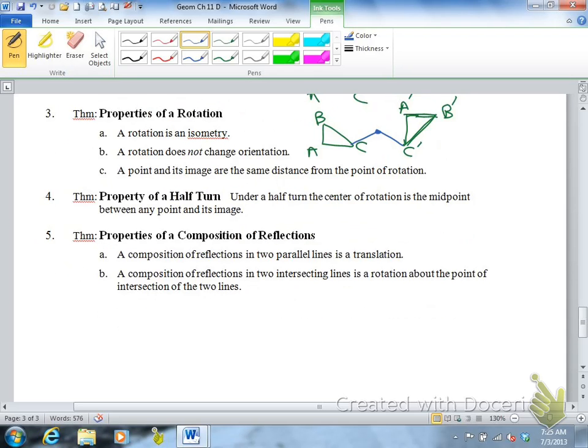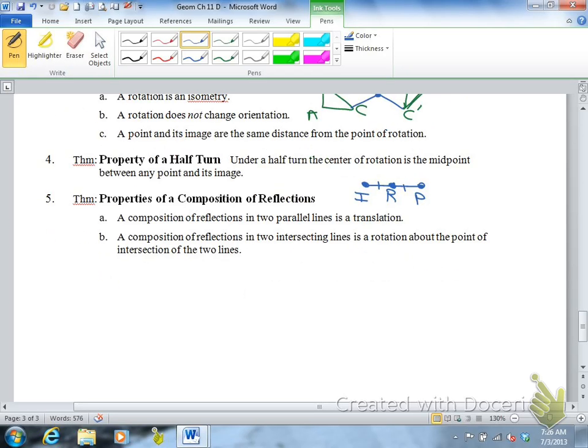Property of a half turn. Under a half turn, the center of rotation is the midpoint between any point and its image, which should make sense. If this is your image, and this is your pre-image, and this is your point of rotation, then these 2 lines are congruent.